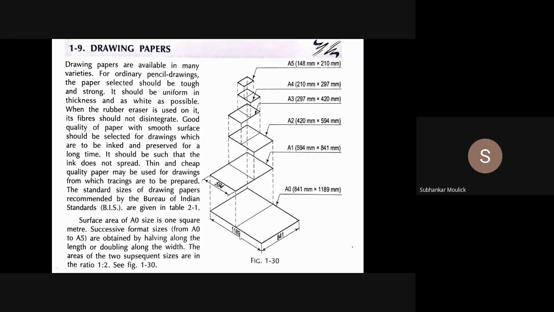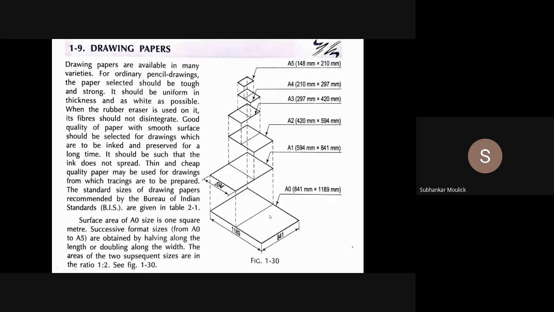And remember, in drawing, we will always represent the dimension in terms of mm. We will not use meter, we will not use centimeter, we will not use any other unit except in the first problem of the first lab assignment. In all other cases, we will always represent the drawing in terms of mm. Fine. So the dimension of A0 size paper is 841 mm into 1189 mm.